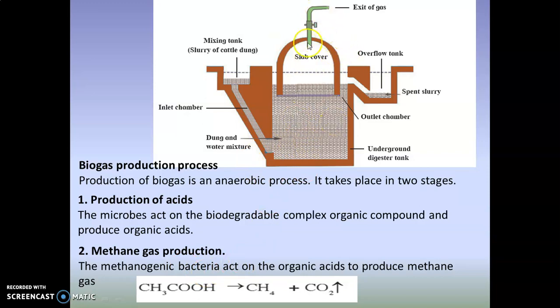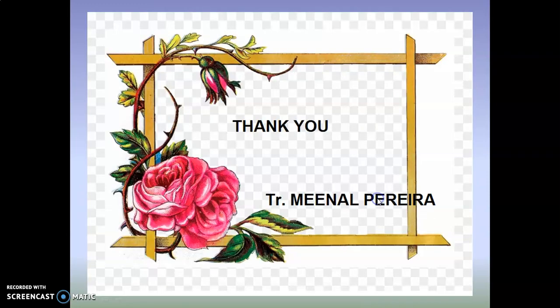And as I said, from here the gas exits, and then with the help of a pipeline it can be taken. This is an overflow tank. From here the slurry could be removed, and this is a cover. This covers our entire plant so that the gas does not escape. And this is a slow process. Production of methane gas takes time. So I hope you are clear with this lesson.